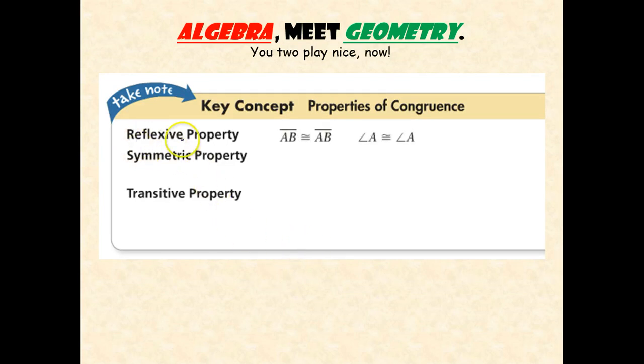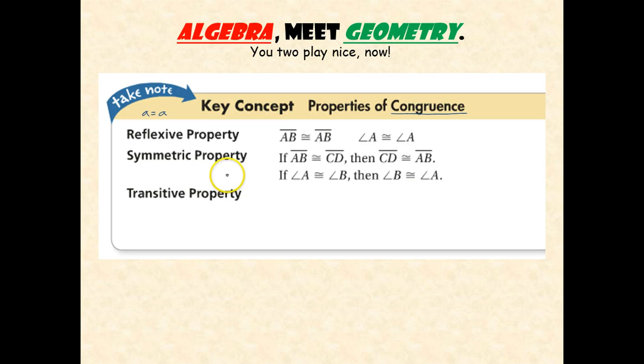So the reflexive property of congruence. Remember, the reflexive property of equality was that a number a equals itself. Remember, it was a equals a. So now we're talking about geometric figures with congruence here, and we're saying, like, a segment is congruent to itself. An angle is congruent to itself. So any figure you have is congruent to itself, right? Just as obvious as a number is equal to itself.